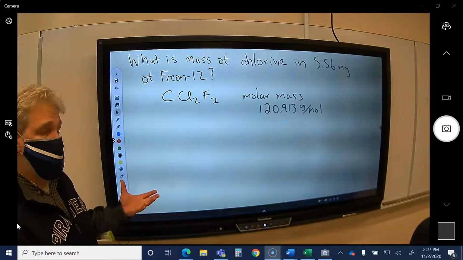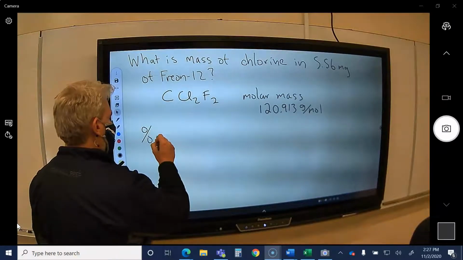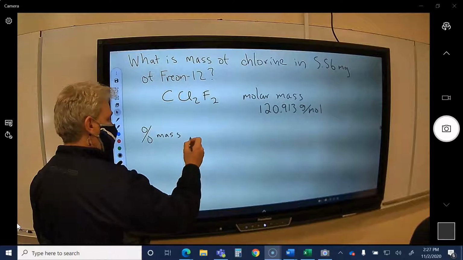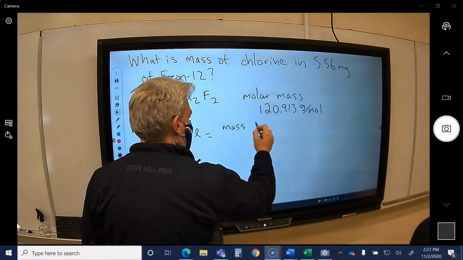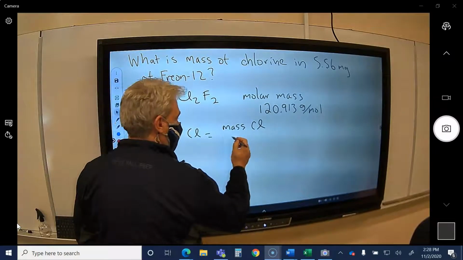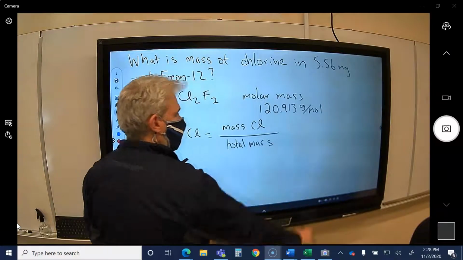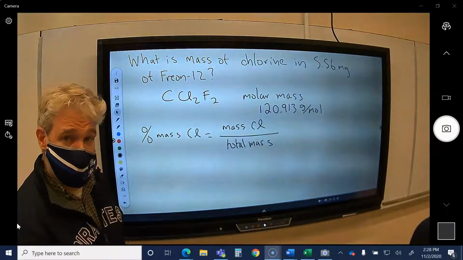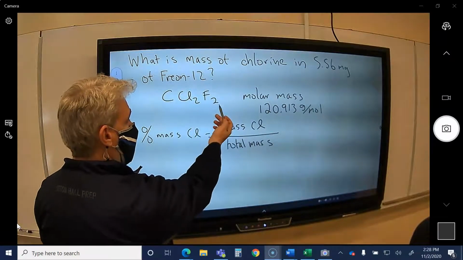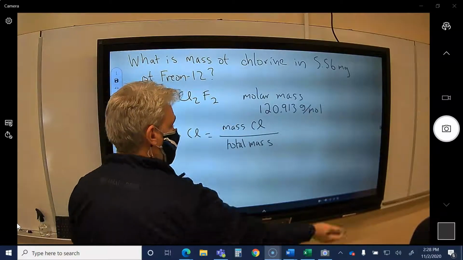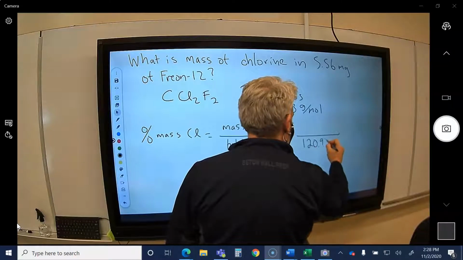And so if we need to figure out the percent mass of chlorine, that's always going to be, in any sample, the percent mass of something is equal to the mass of chlorine, in this case, because that's what we're looking for, divided by the total mass. So we can make our lives really easy if we assume that we're trying to find the percent mass in 1 mole of this stuff. Because then the total mass is just going to be the molar mass, 120.913 grams.